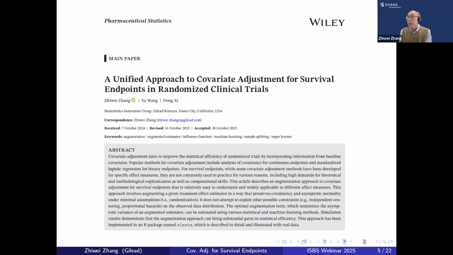The work I'm presenting today was recently published online in the journal Pharmaceutical Statistics. The paper provides much more information than I can share in this talk. So I would encourage you to check out the paper if you're interested in the details.